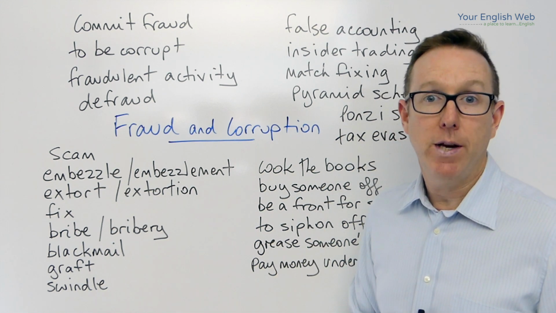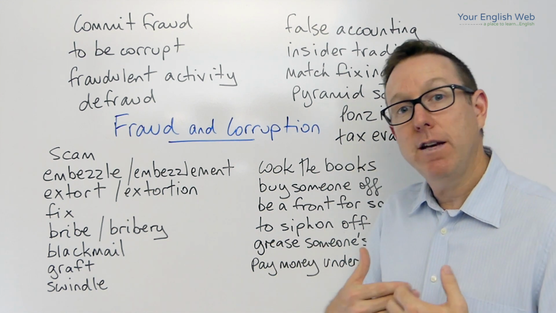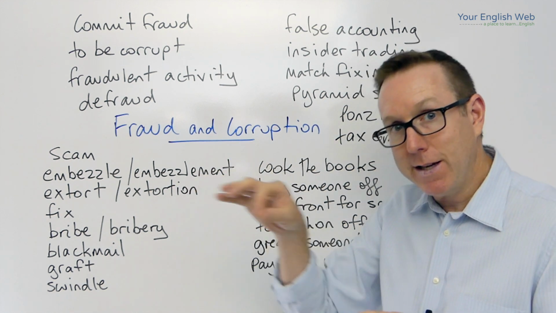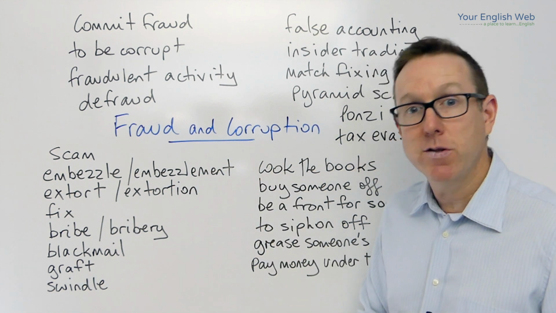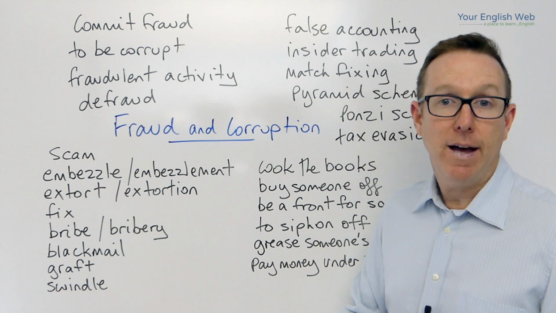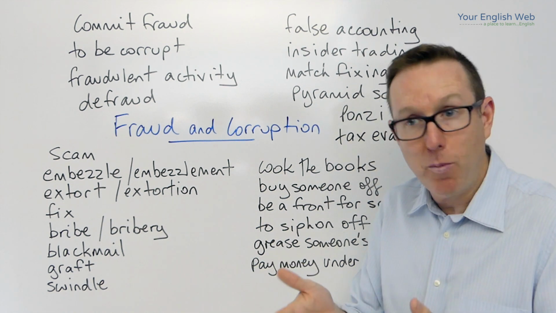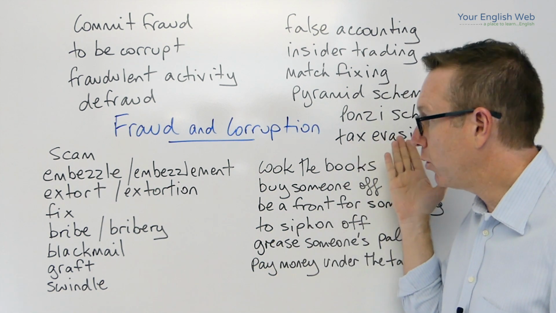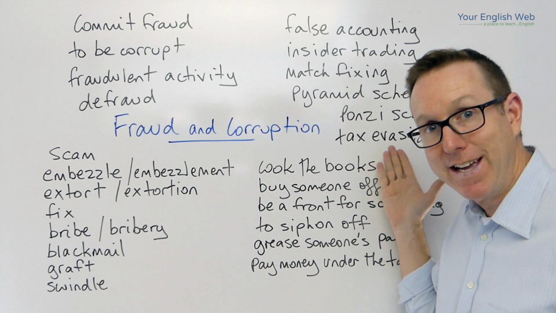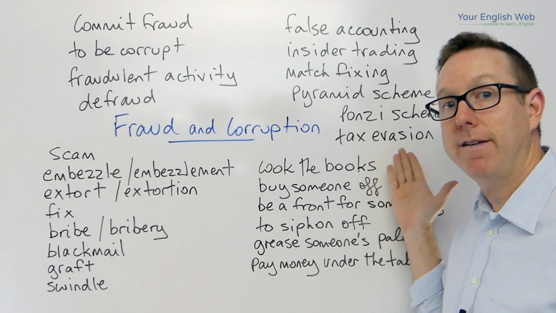And tax evasion is a common problem nowadays, especially in Europe and the States as well. Companies are avoiding tax. Individuals are moving their money to tax havens where they don't have to pay as much tax as they would in their normal country. So they are trying to avoid tax or evade tax through tax evasion.